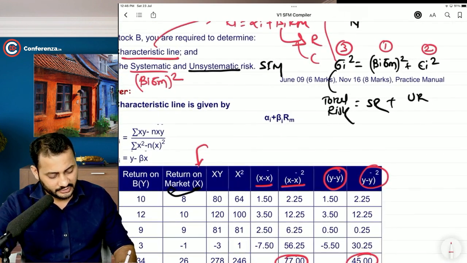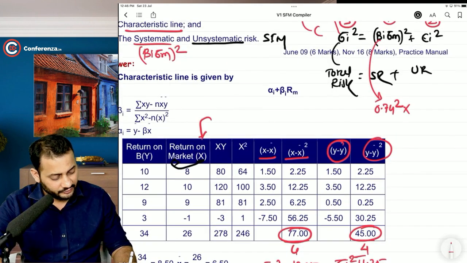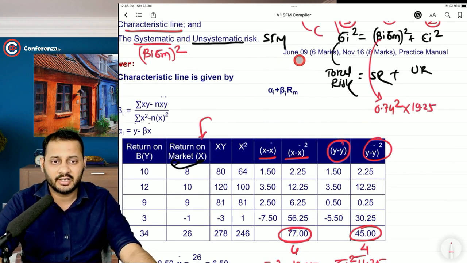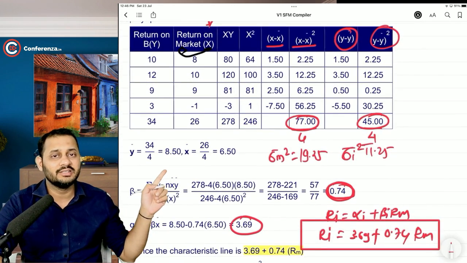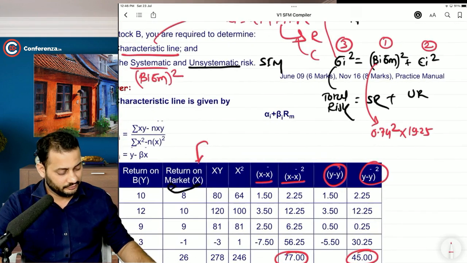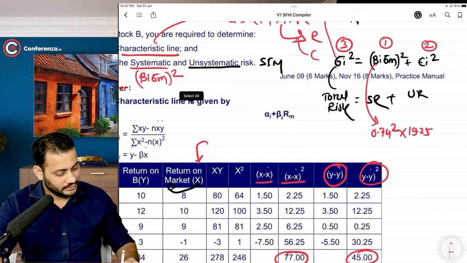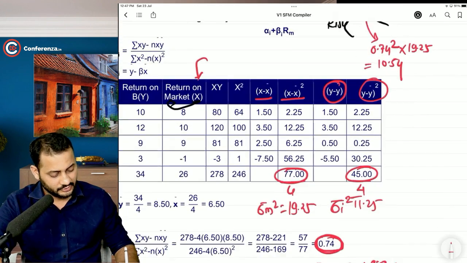19.25. So systematic risk can be calculated as beta 0.74 square. Am I right? 0.74. And standard deviation of m square is already given to you. Lots of people will make this mistake. They will write 19.25 square. No sir, 19.25 is already in square. We don't have to do the square again. Now we are going to get the answer. That's 10.54.